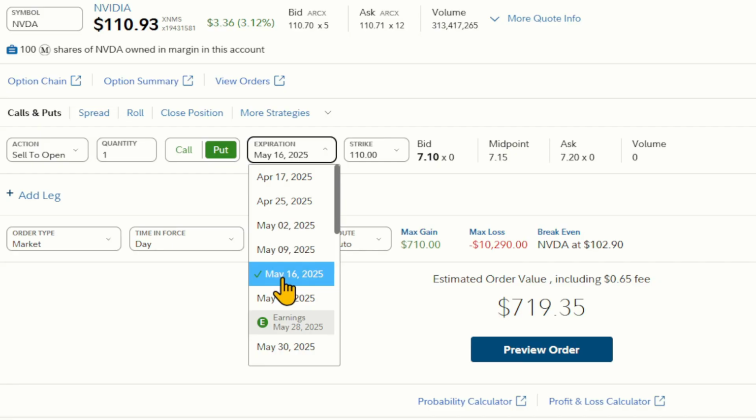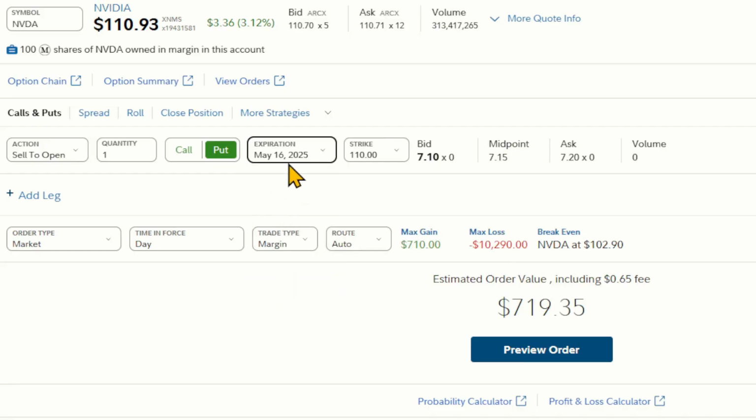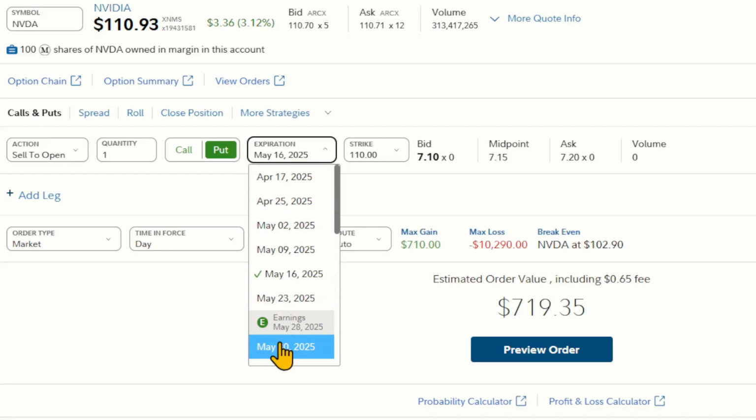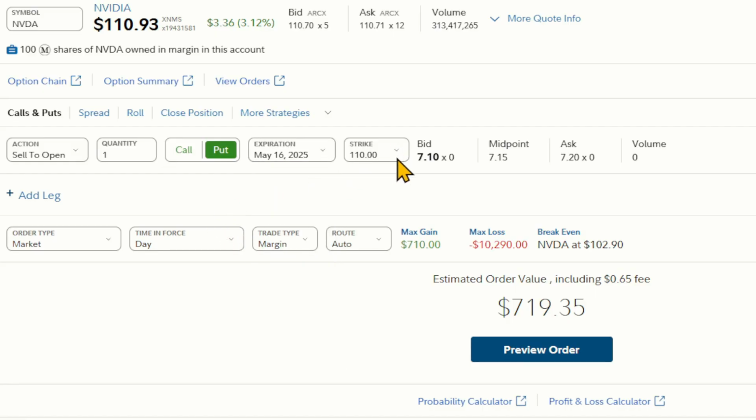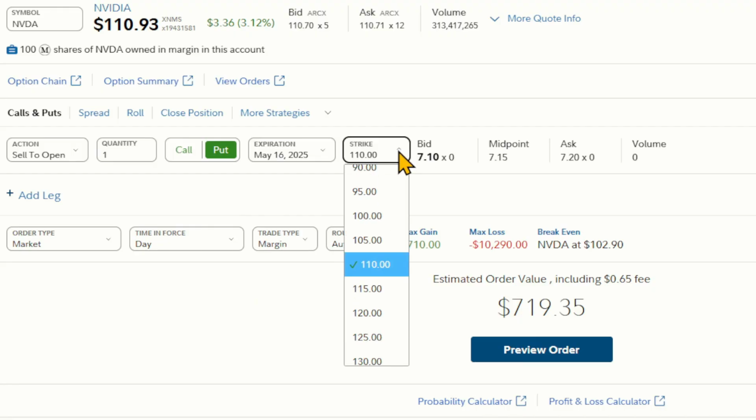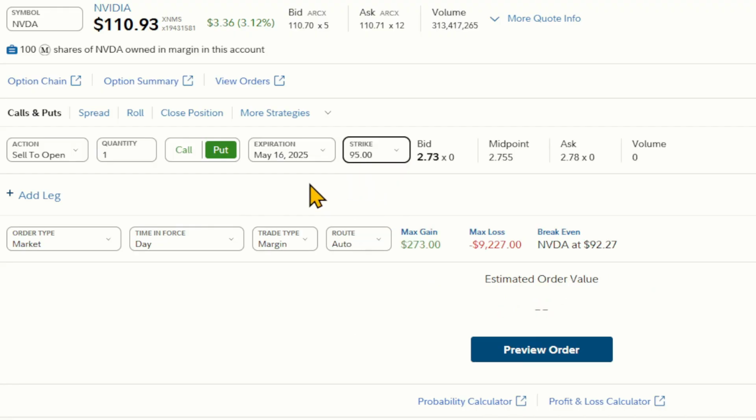I'm going to give this about May 16th, right? I don't want to go across earnings because that could really upset the apple cart. I'm just going to go out till May 16th. And what's the strike price? Well, I'm just trying to collect a little extra income, and I'm going to go all the way down to 95.